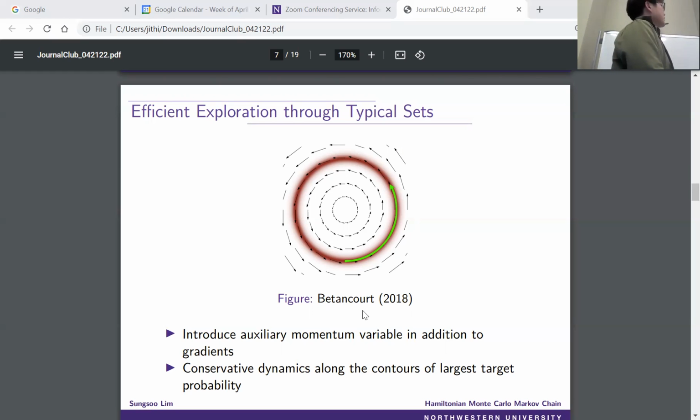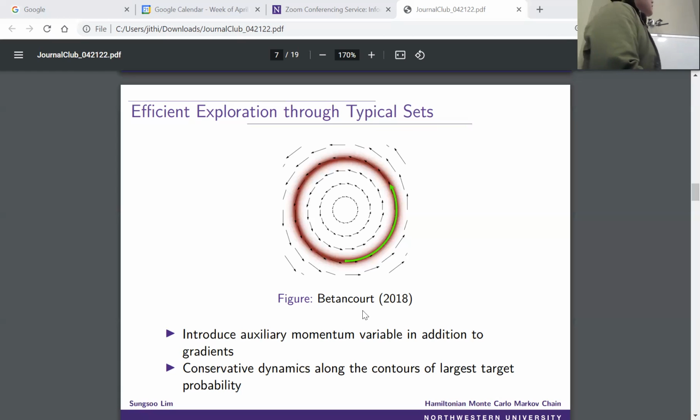high probability regions. One piece of information that is readily available to us is the gradients of the target distribution, but using only the gradient would mean we would always converge to the mode region, which is not ideal because, from the previous plot, we saw that we would ideally like to sample from these typical sets, which may not be centered around the mode.